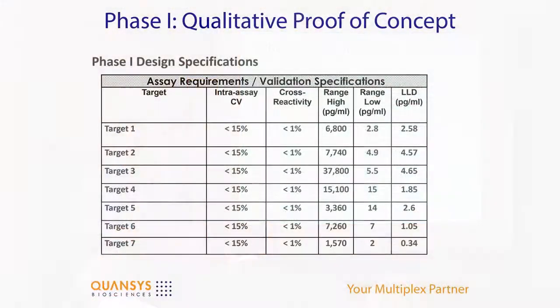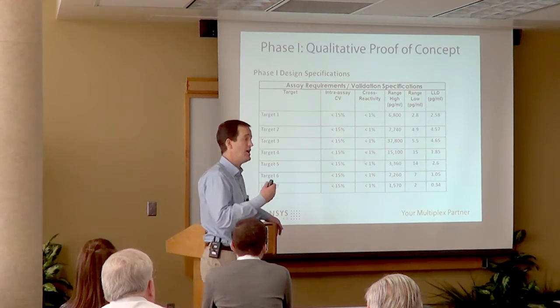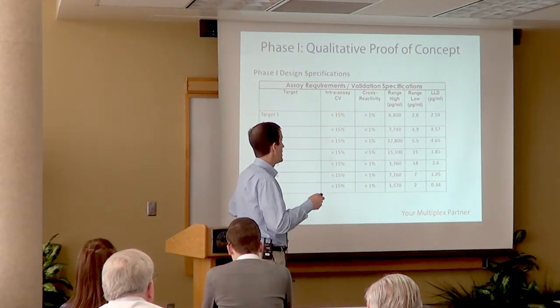So let's go through this case study. We had a customer come to us. They had 7 targets they wanted us to multiplex. These targets, they had already identified some antibodies, but we also were given license to screen some other antibodies to see if we needed to source some other antibodies to meet the requirements.